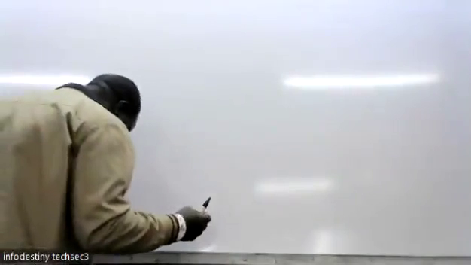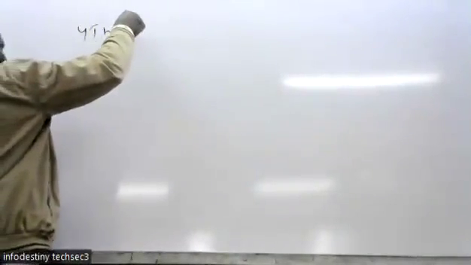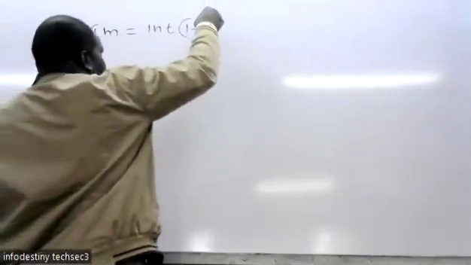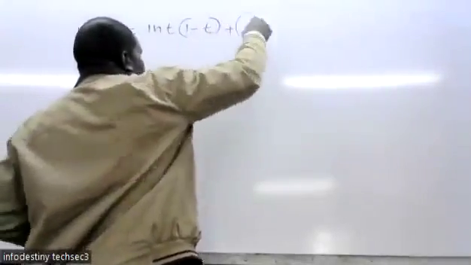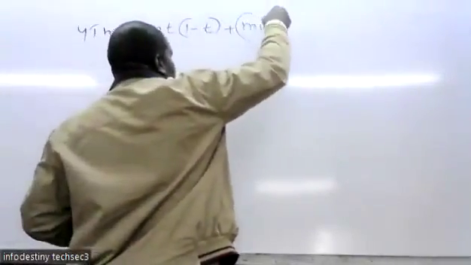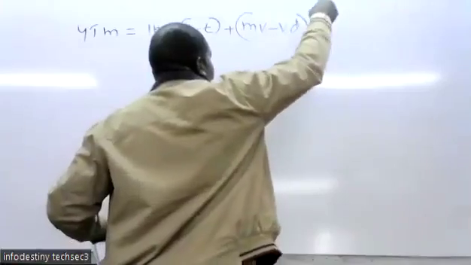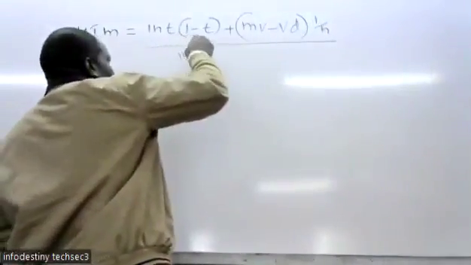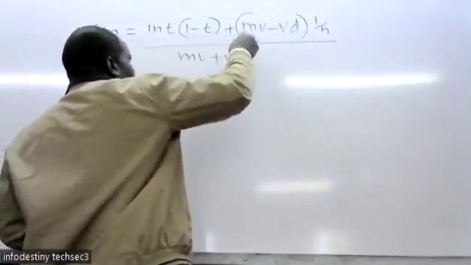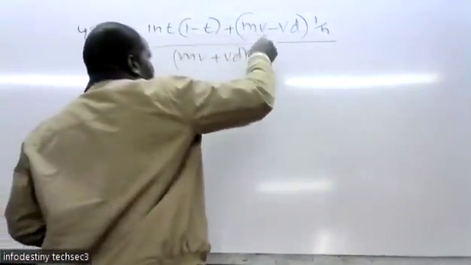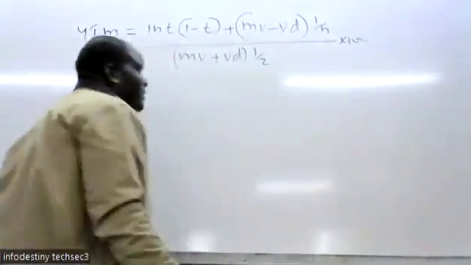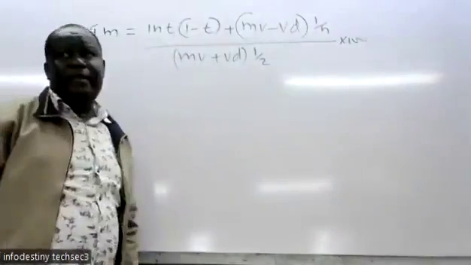So to calculate yield to maturity, it is simply given by interest times 1 minus the corporate tax, times maturity value minus the current value times 1 over n. We also divide by maturity value plus the current value, so this one divided by half. Then we show it as a percentage.